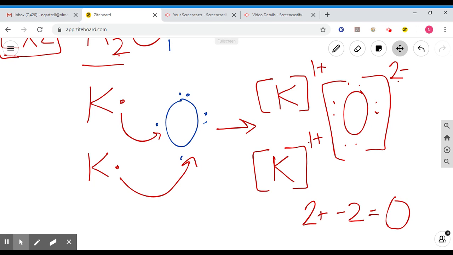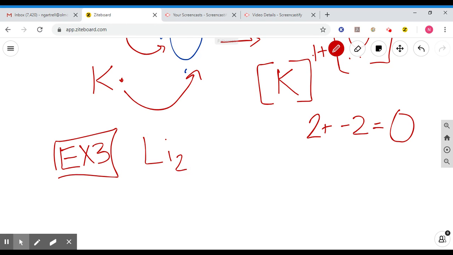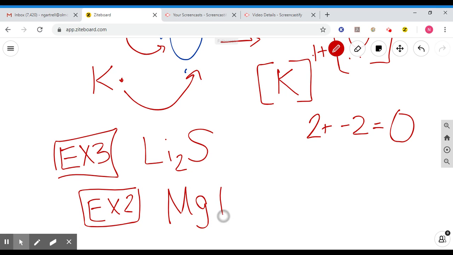All right, I'm going to give you guys 2 more to try on your own. I'm going to give you what I consider to be an easy one, and then for those of you that want to challenge yourselves, I'll give you a more difficult one. So here's the one I would consider easy. Let's see here. I'll give you 2 easies. Let's do lithium sulfide. And let's do magnesium bromide. Okay, so, sorry, that's example 4.